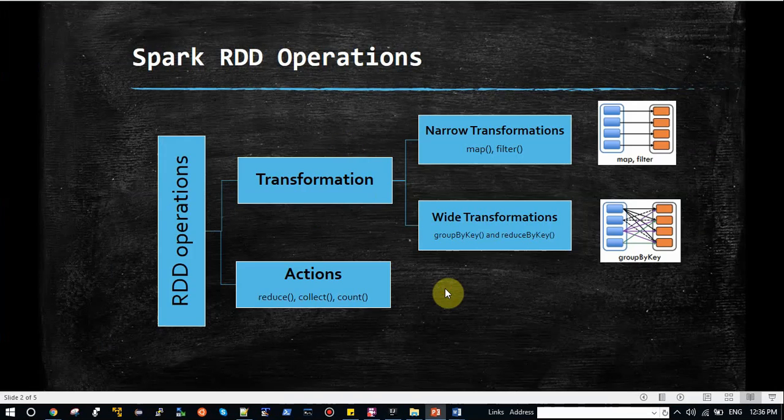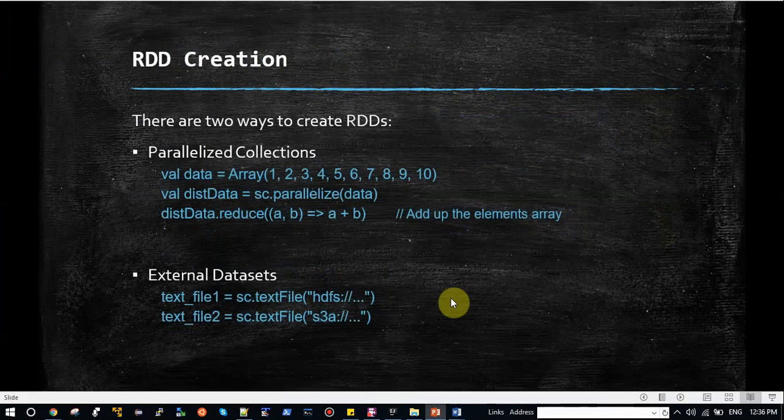One more thing, as I was explaining earlier, we can create RDDs in two different ways. One is using a parallelized collection and the other is using an external data set. A parallelized collection is nothing but creating an RDD by using any of the available data structures. So here we are going to use an array.